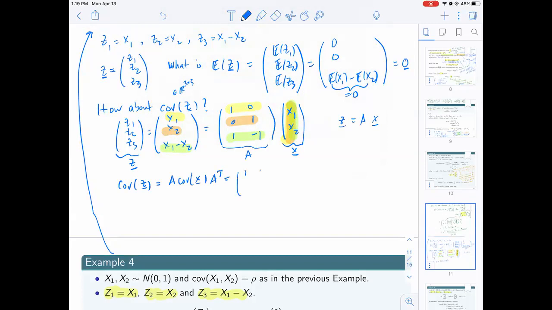So you get the matrix 1, 0, 0, 1, 1, minus 1, then the covariance of X, which has 1 and rho in the rows, and then the transpose, 1, 0, 1, 0, 1, negative 1. Multiply it out and you get a 3 by 3 matrix. I'll let you do that. So that's how you can compute it. Does that make sense?